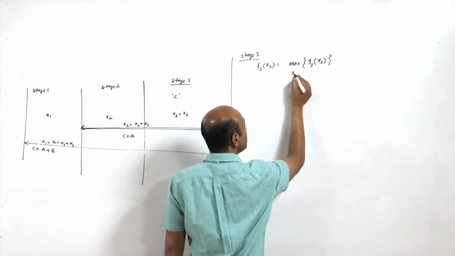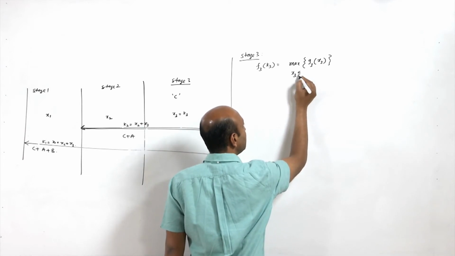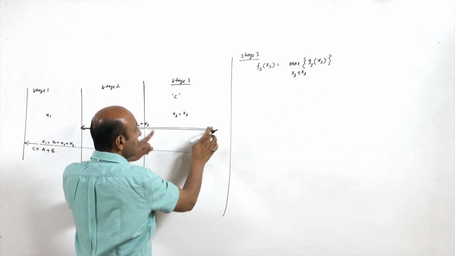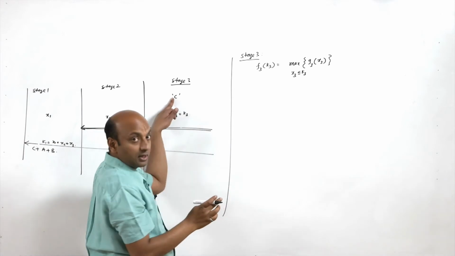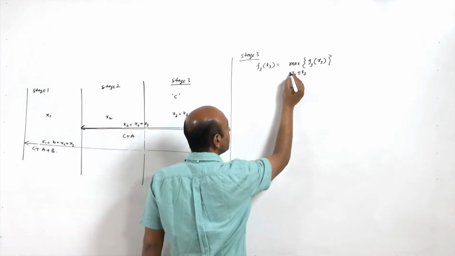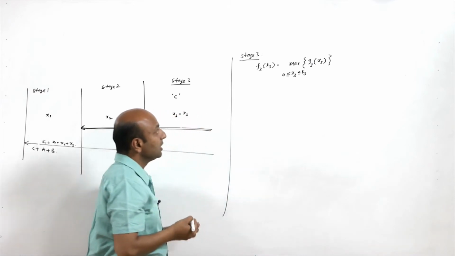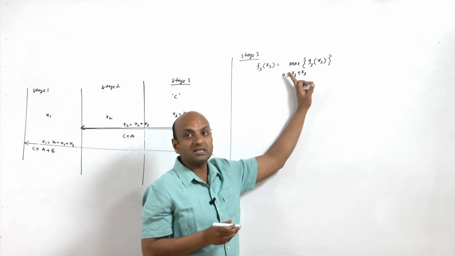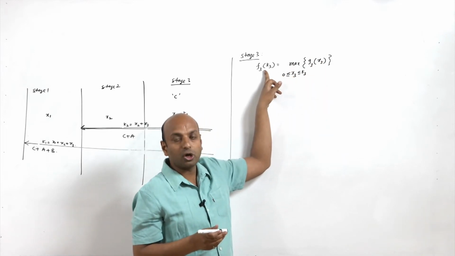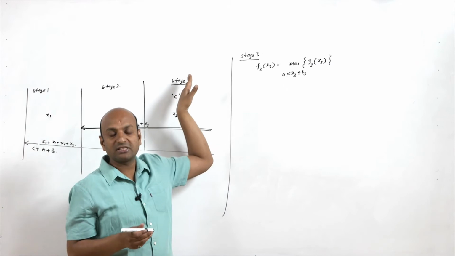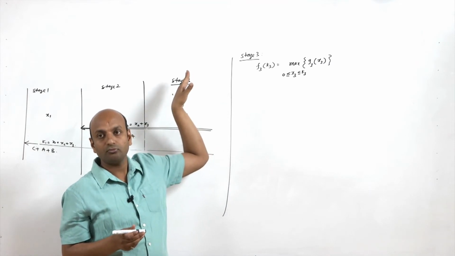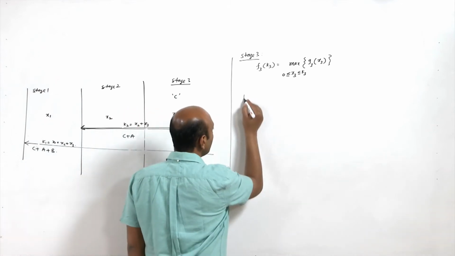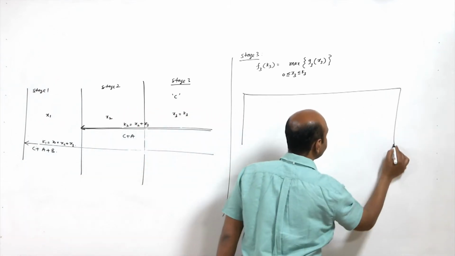where of course X3 can't be more than K3, because K3 is the availability up to this stage and X3 is the allocation to plant C only, and all must be non-negative also. So assuming this constraint, the maximum of this will be the maximum return of stage 3. Now how will we make the table of this? Let us see here.